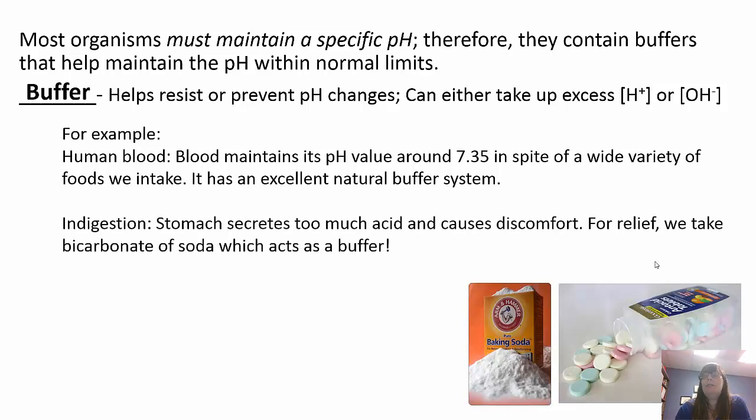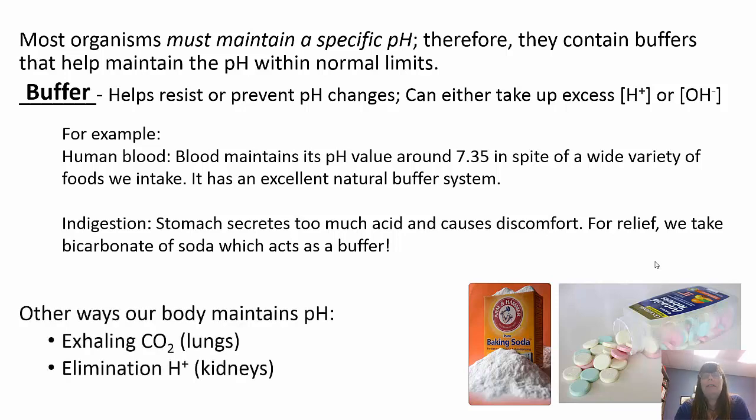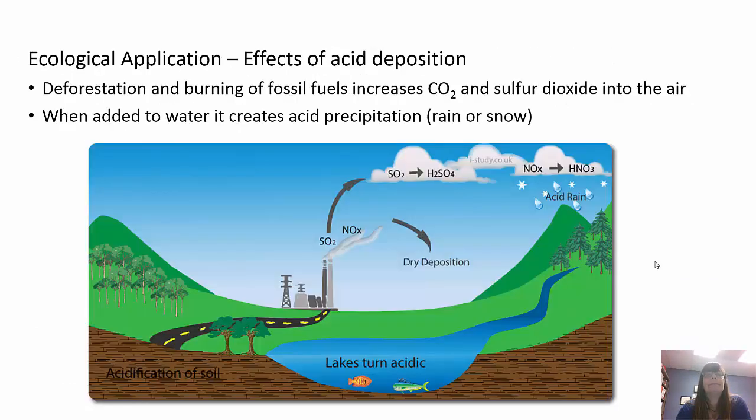The stomach secretes too much acid and causes discomfort. So for relief, we take bicarbonate, which acts as a buffer. So if you have too much stomach acid, what do you take? An antacid, so an against an acid. We also have our lungs to exhale carbon dioxide and our kidneys to eliminate hydrogen. And you'll learn more about that if you take Anatomy 2.